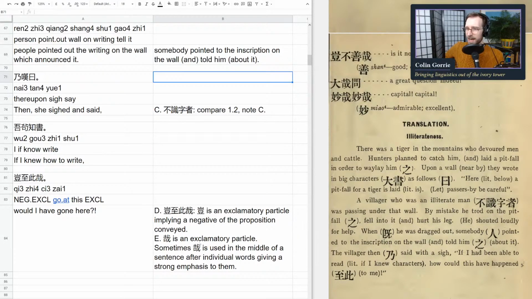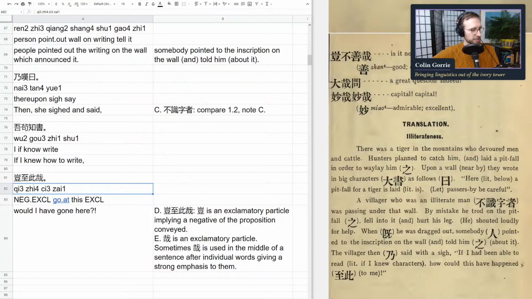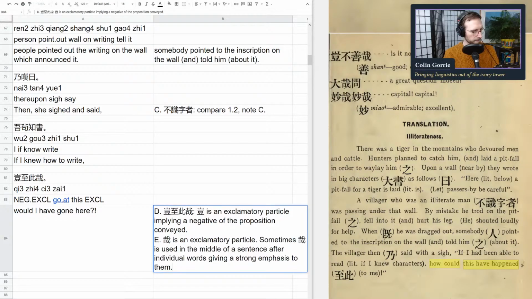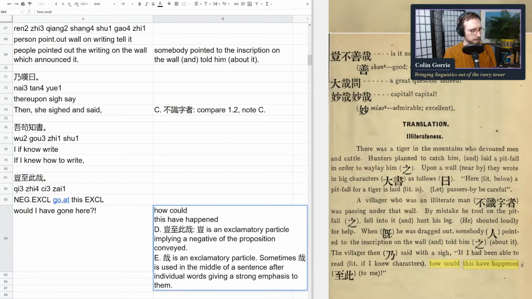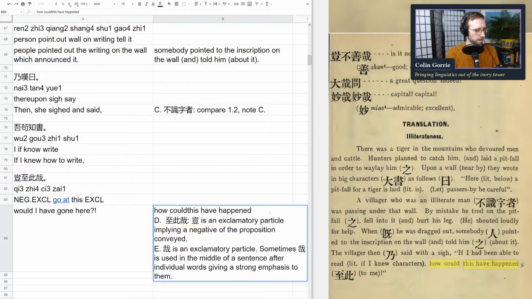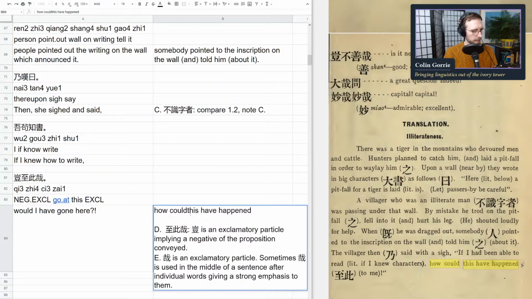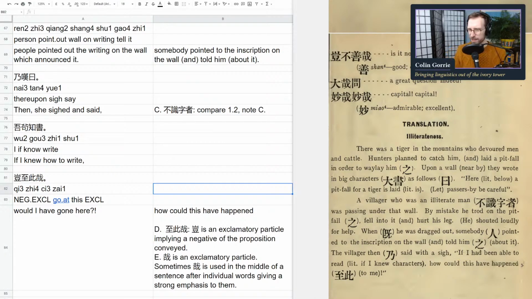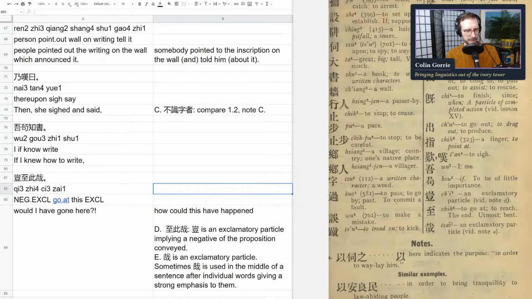Okay, so I think I've erred with this translation. The first clause I think is fine, but we just need to polish the second bit of the translation. How could this have happened to me? How could this have happened? Okay, let's go back and look at that one bit.